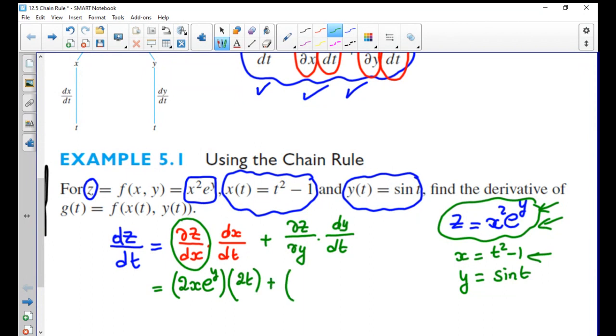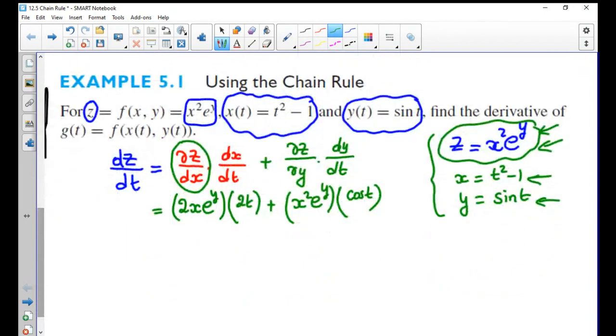Plus dz over dy. What is dz over dy? Look at z. Yes, x squared, thank you. X squared e to the power of y. Multiply by the fourth term, dy over dt. What is dy over dt? Y is, yes, cosine t. Come on, girls. You need to participate a little bit.